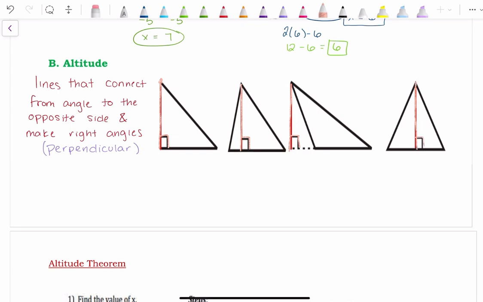Now these we would use when doing the area of a triangle. This is essentially the height of the triangle. So when you're doing like 1/2 base times height for area, that's the height, but we call it the altitude.